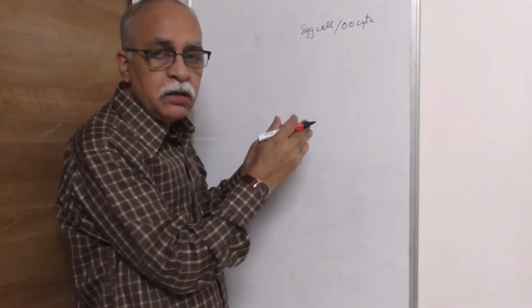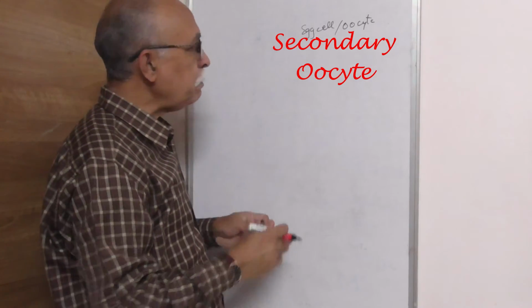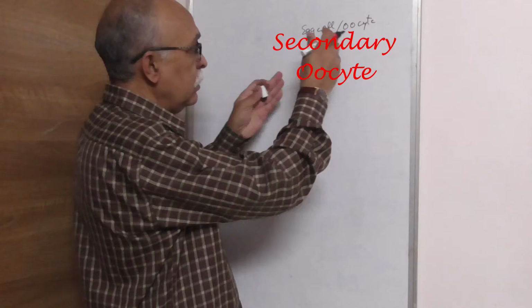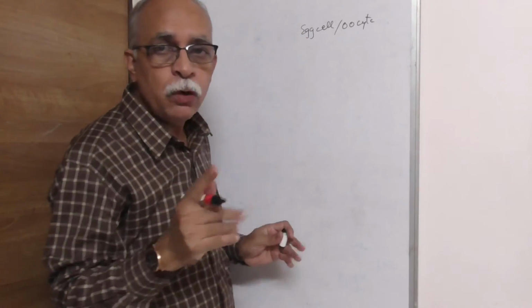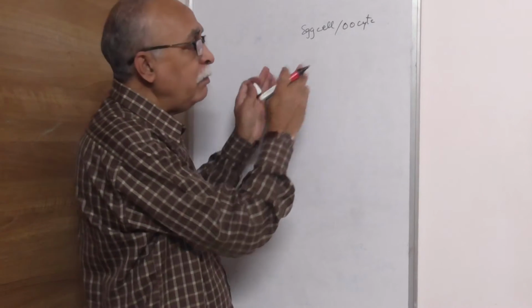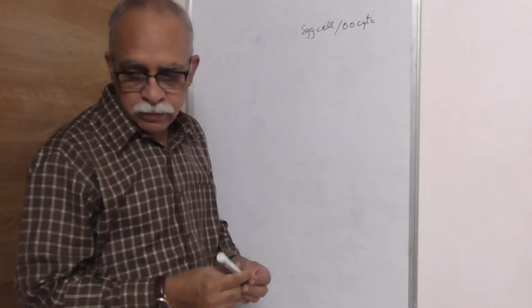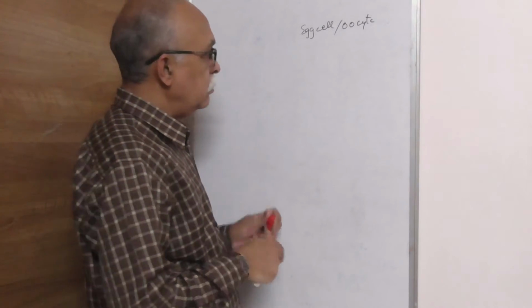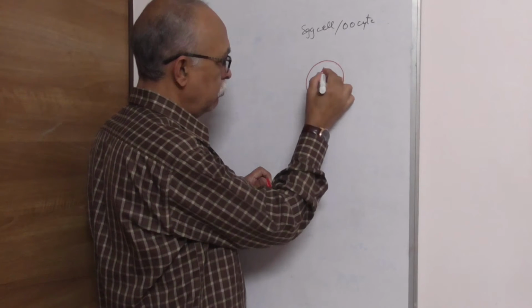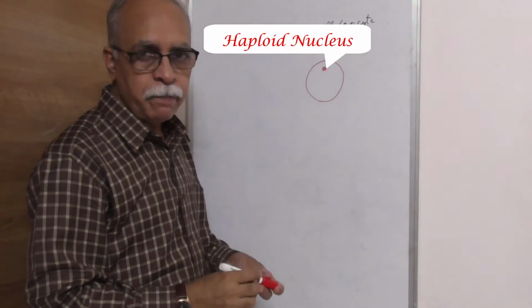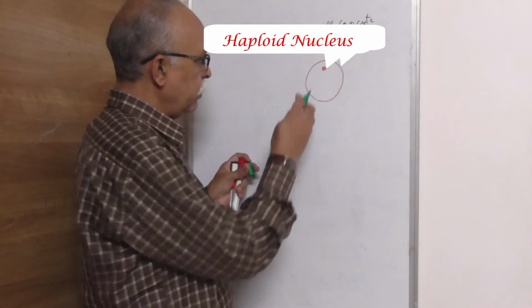What you're going to see here is a secondary oocyte. In the developmental procedure, this oocyte has to undergo the second meiotic division so as to give rise to the ovum. So it is not an ovum, it is an oocyte that we're talking about. It's a haploid cell. This is the haploid nucleus, around which is a routine plasma membrane.